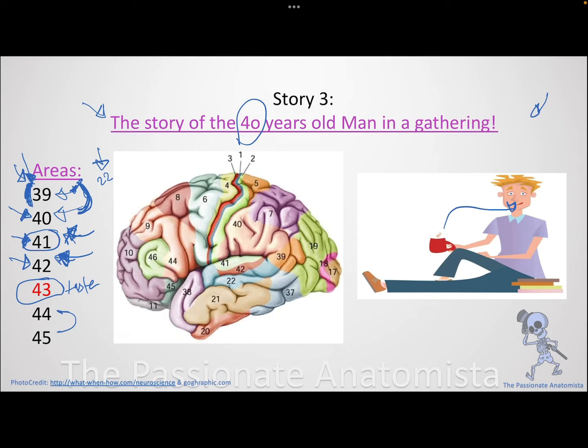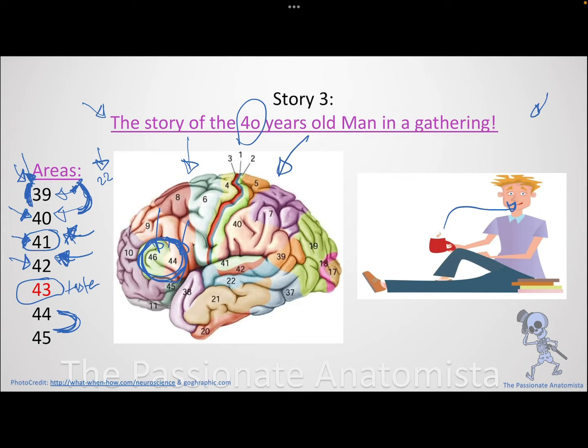Areas 44 and 45 are, remember, the Broca's area. Remember, we had the pars opercularis and triangularis, in the inferior frontal gyrus. So this is the motor speech area. This is the story that will help you remember the numbers of the Brodmann areas related to hearing and talking.